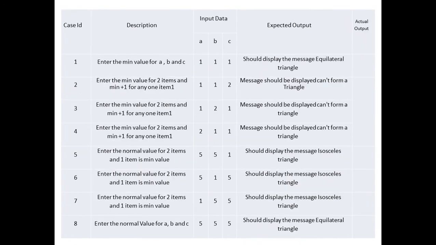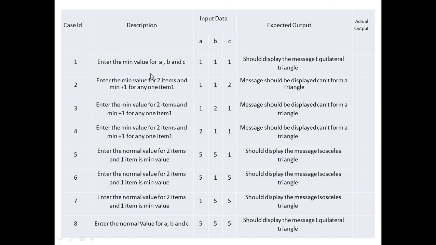So go to the first test case, that is enter the minimum value for A, B and C. So minimum value what we have here, it is 111, and so when you are entering minimum value for all the three variables, so here you can see all the three sides are equal, then it should display the message as equilateral triangle. So this is the expected output. This is the description about your test cases, and here you have to input the data, and this is the expected output and what actual output you are getting. If you are getting this output which is same as your expected output, then it is working properly.